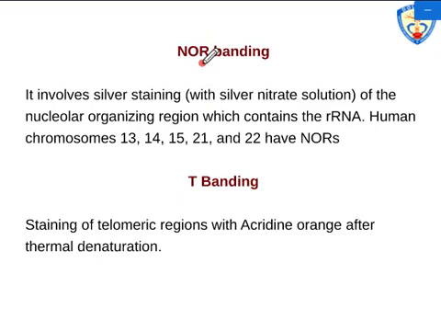NOR banding. It involves silver staining, that is staining with silver nitrate solution of the NOR, the nucleolar organizing region, which contains the ribosomal RNA. Human chromosomes 13, 14, 15, 21 and 22 have nucleolar organizing regions. T-banding is a staining of the telomeric regions with acridine orange after thermal denaturation.